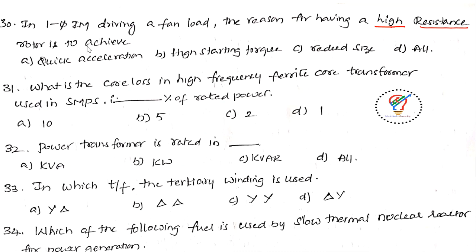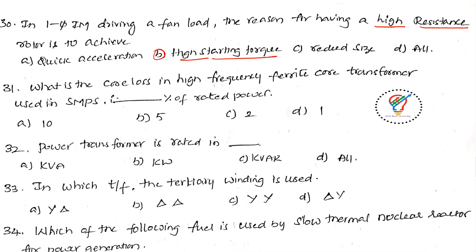A rotor with high resistance is to achieve what? It is to achieve quick acceleration. So the options are quick acceleration, high starting torque, reduced size, and so on. So the high resistance is to achieve the high starting torque. High starting torque here.